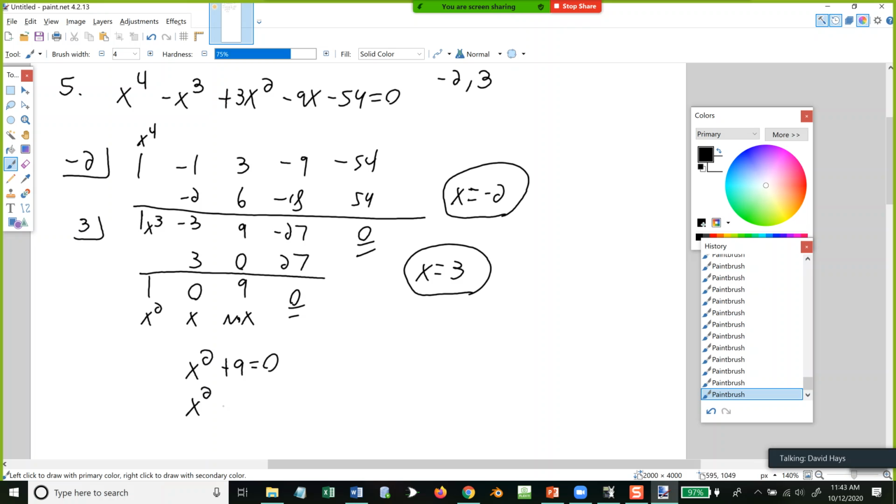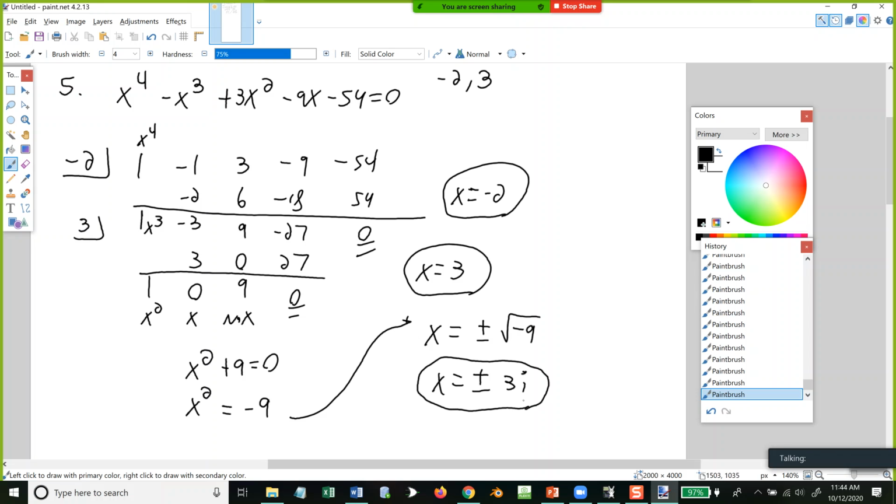Square root property takes 9 over the other side, becomes a -9. And square root property says drop your squared, put a plus or minus square root on the other side. Remember, a negative inside of square root gives an i, and then square root of 9 is 3. So we got x is equal to plus or minus 3i. We have 4 answers. 2 of them have imaginary parts to them. We got a -3i and we got a positive 3i.